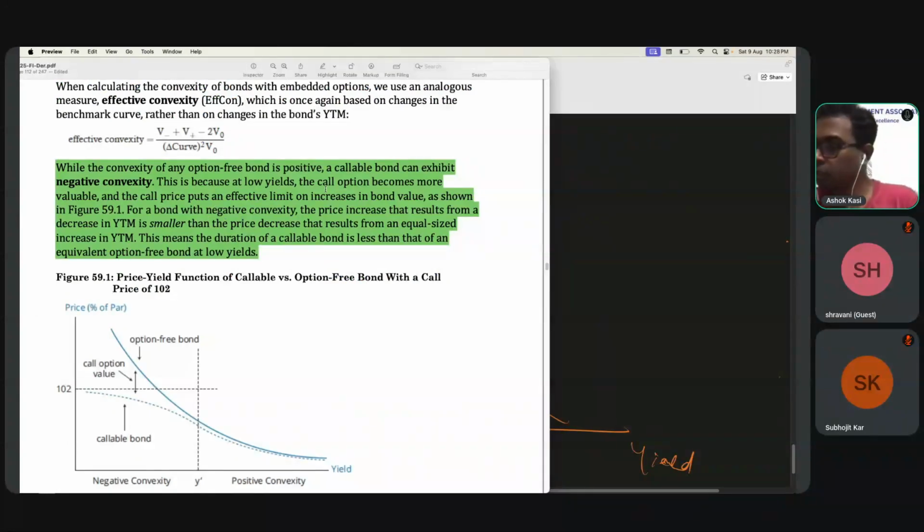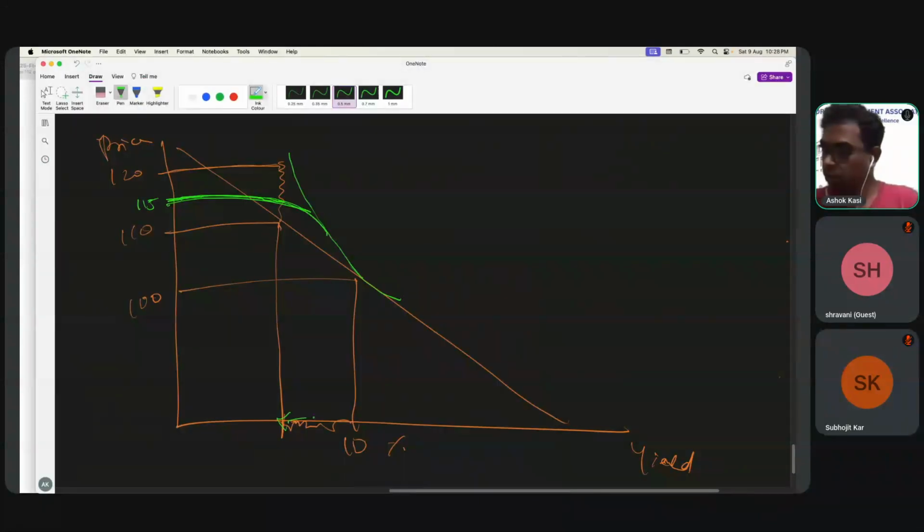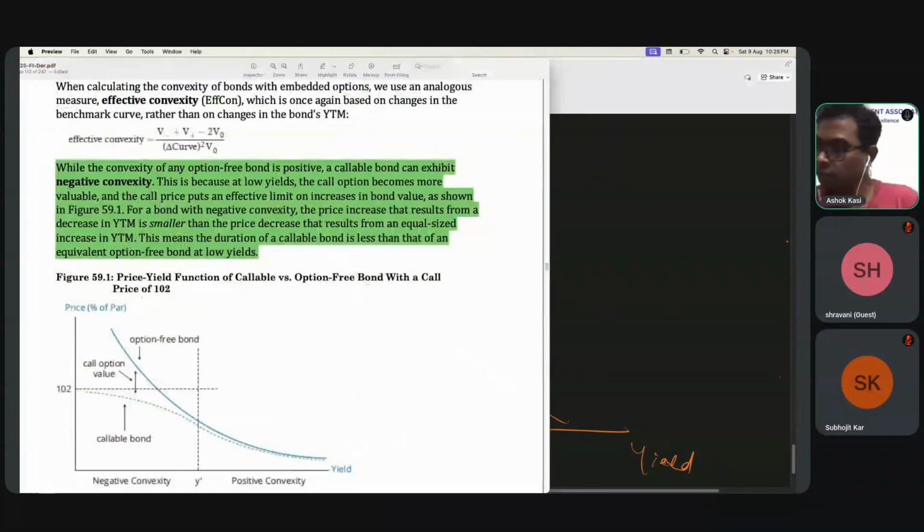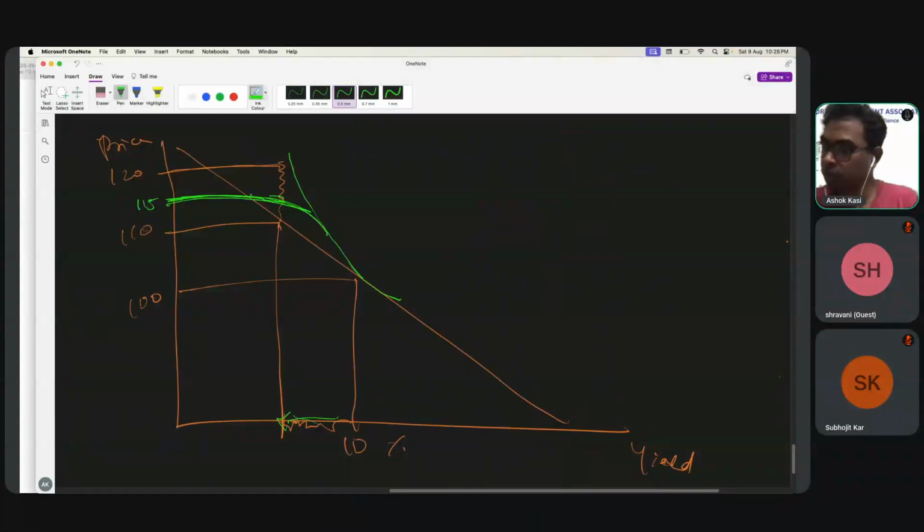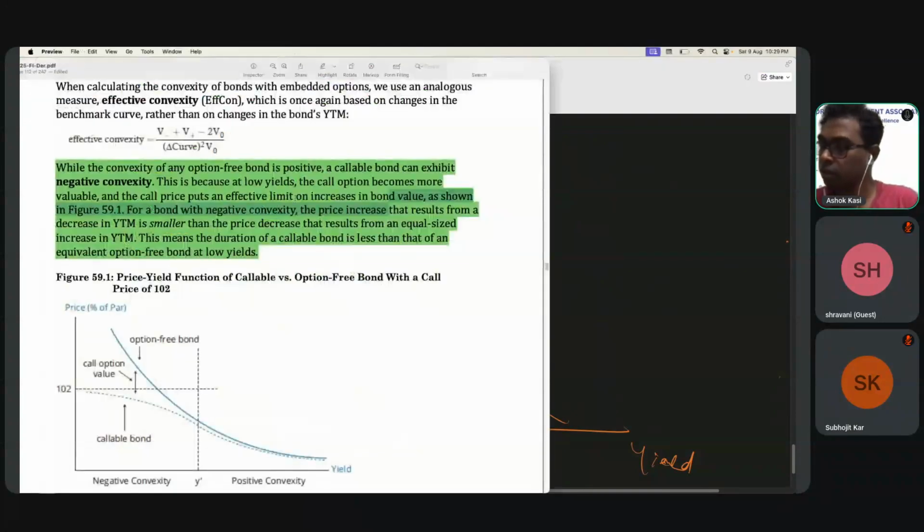This is because at low yields, the call option becomes more valuable. And the call price puts an effective limit on the increase. So it is more valuable only, but the call option puts a limit. This is what it means.